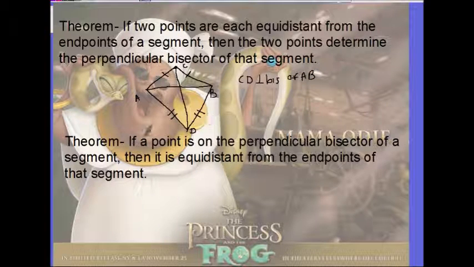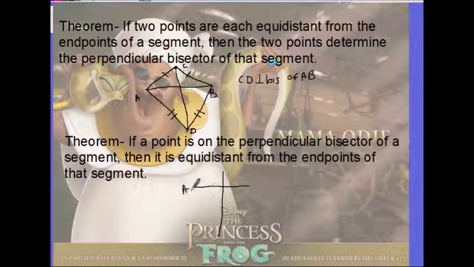Now our next theorem says, if a point is on the perpendicular bisector of a segment, then it is equidistant from the endpoints of that segment. So it's going to work in reverse. So here we go. Let's say that we have segment AB and segment CD. And let's say that we know off the bat that CD is going to be the perpendicular bisector of AB.